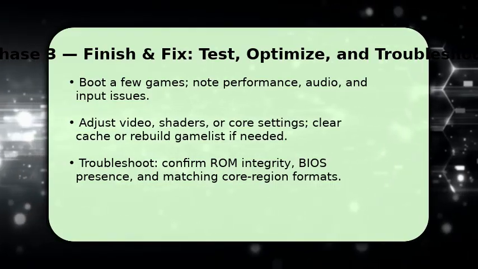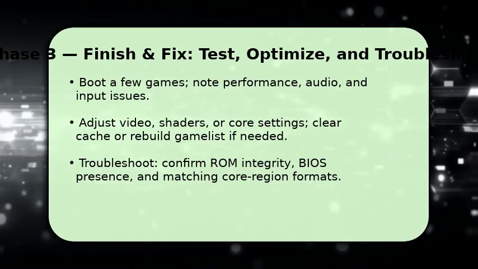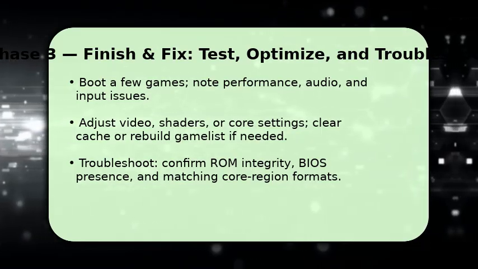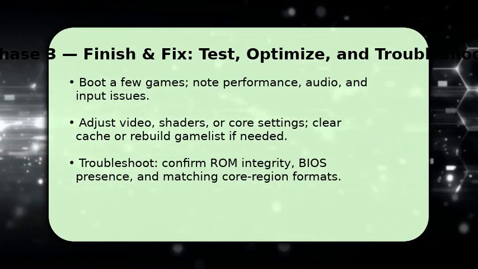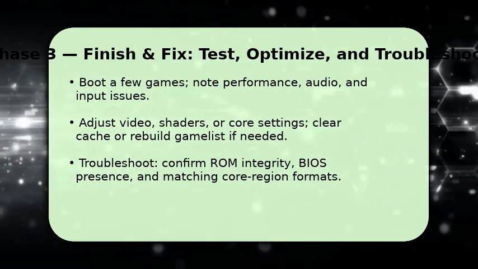Boot representative games and observe performance, input mapping, and audio, then tweak core options, video resolution, and shaders to balance speed versus quality. If a title fails to appear, rebuild the game list and clear game list cache.